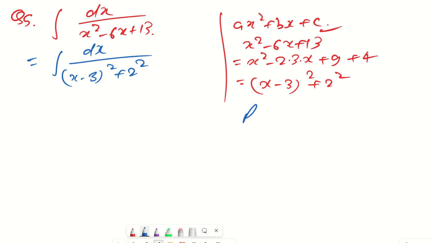So let me change the color here. So x minus 3 is going to be equal to t. So what will be my dx? dx will be dt.